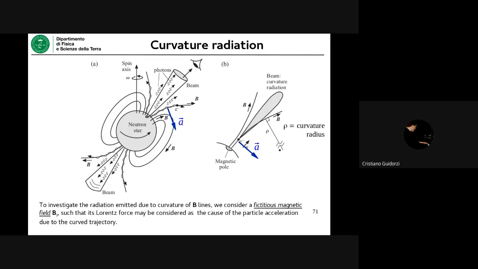Well, the Lorentz force is very, very tiny, just because the velocity of the particle and the magnetic field lines are almost parallel. So the Lorentz force here can be neglected.